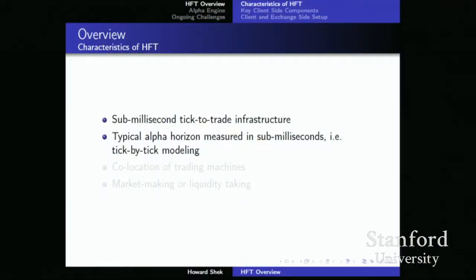The second characteristic is the typical alpha forecast horizon of high-frequency models. So most of the models forecast ahead perhaps a few milliseconds, sometimes even maybe tens or hundreds of microseconds. So we're dealing with tick-by-tick market data here.